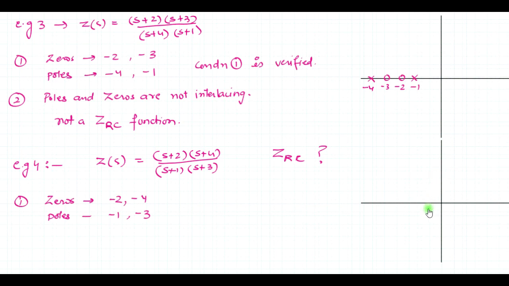We have this S plane, and at s equal to minus 1 we have a pole, at s equal to minus 3 we have a pole, but at s equal to minus 2 we have a 0, and at s equal to minus 4 we have a 0. So all the poles and zeros are lying on the negative real axis, so we will say the condition number 1 is verified.